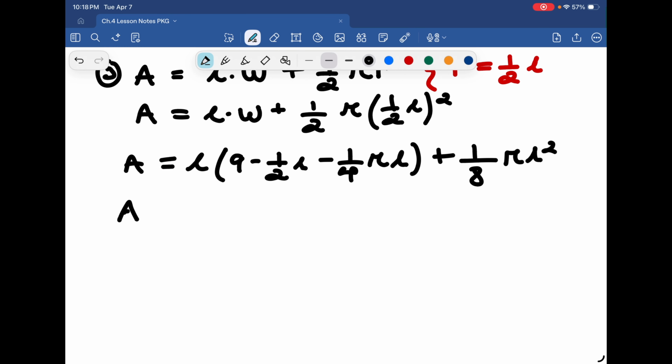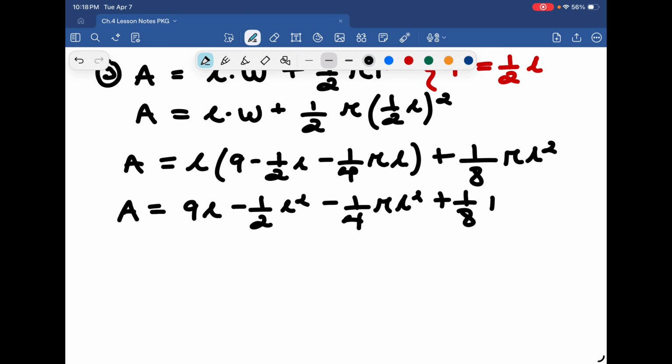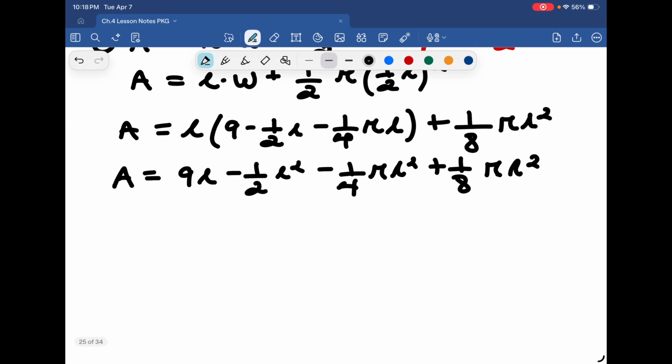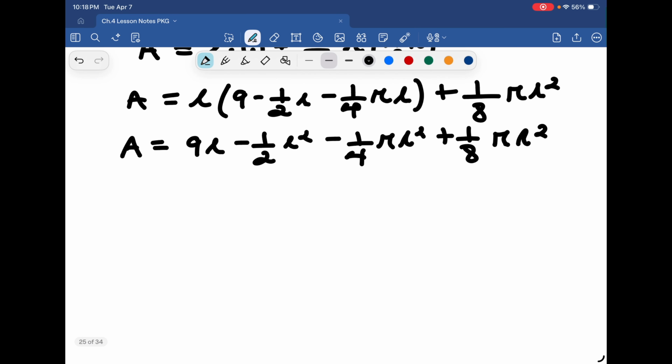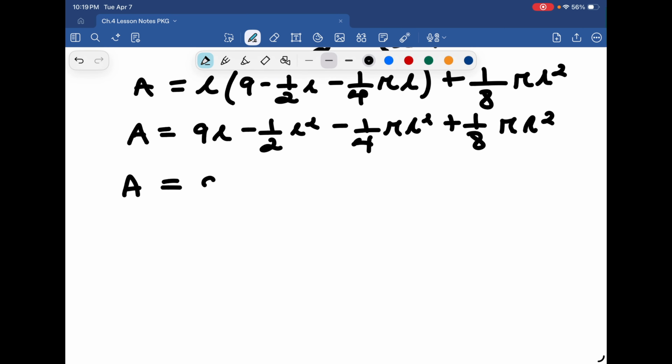Now, continuing this out, I'm going to write this as 9L minus 1/2 L squared minus the 1/4 pi L squared plus 1/8 pi L squared. Now, we see that we can combine these pi L squared, so I'm going to do that right before I take the derivative to get our critical numbers. So this is going to be 9L minus 1/2 L squared. 1/8 plus 1/4 is going to give us negative 1/4 pi L squared.